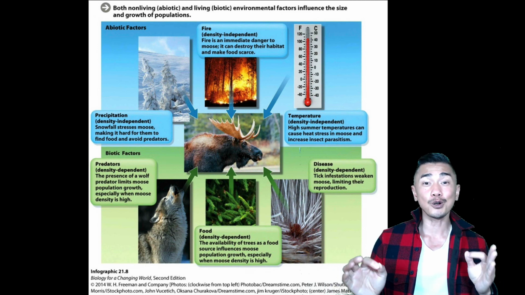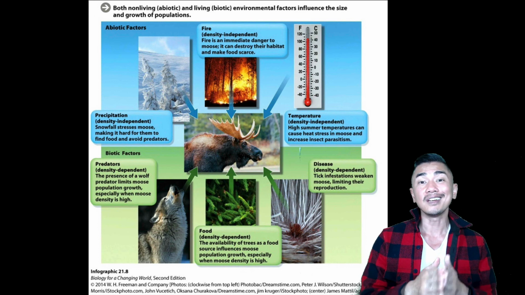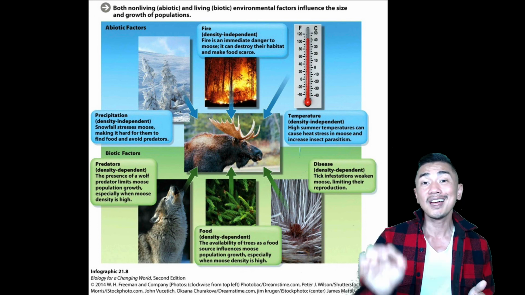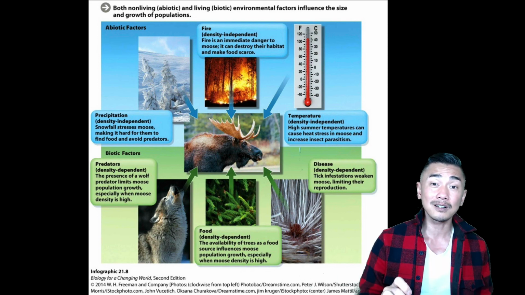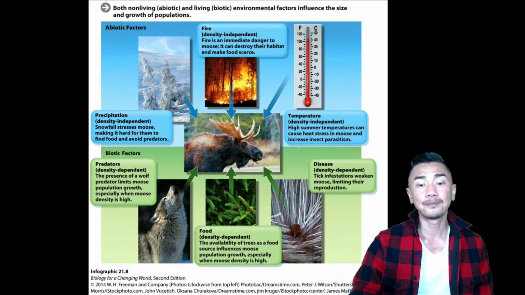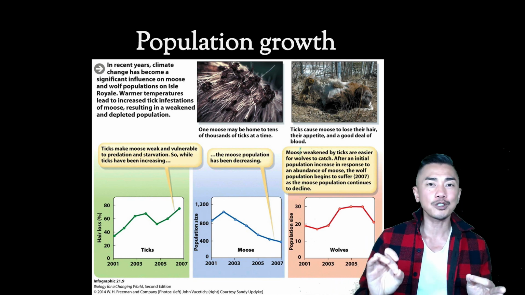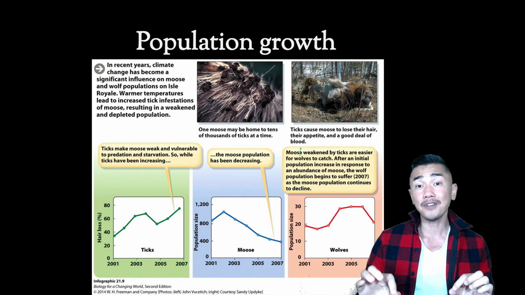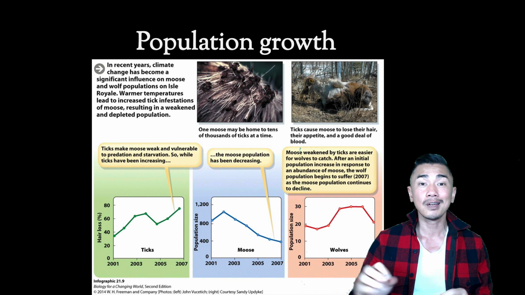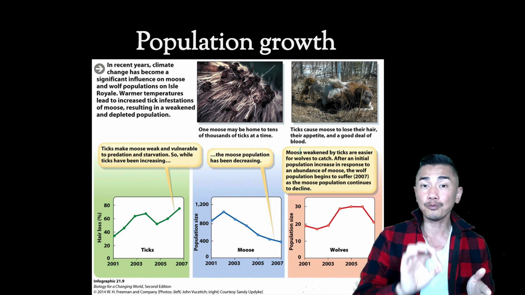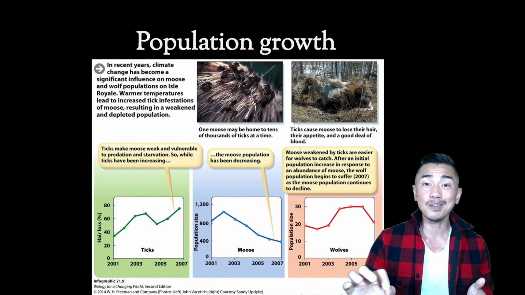This infographic shows how we can separate the factors that influence population growth into density-dependent factors and density-independent factors, as well as biotic factors and abiotic factors. This infographic shows how the moose population on IRL has been affected by both biotic factors and abiotic factors. Tick parasitism and wolf predation are biotic factors. Climate change is an abiotic factor.